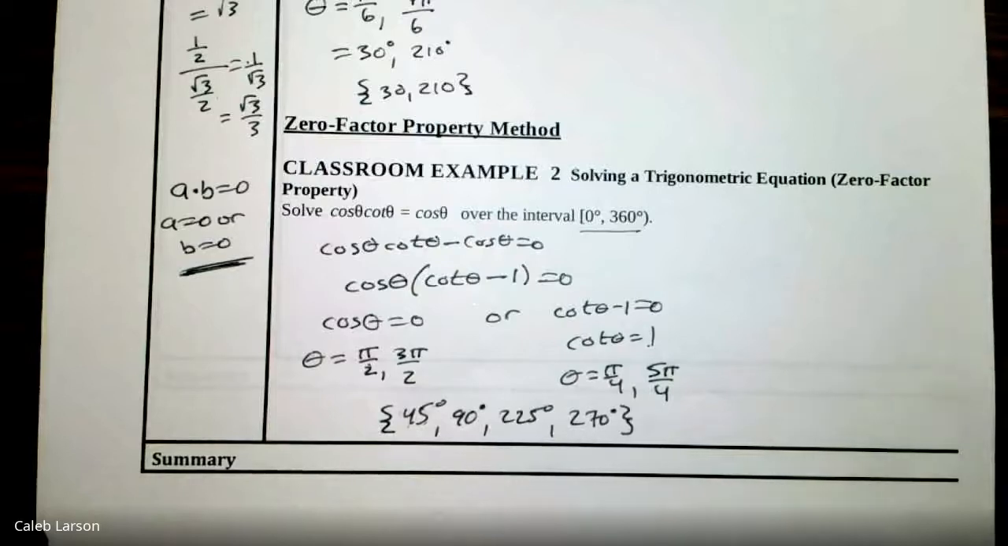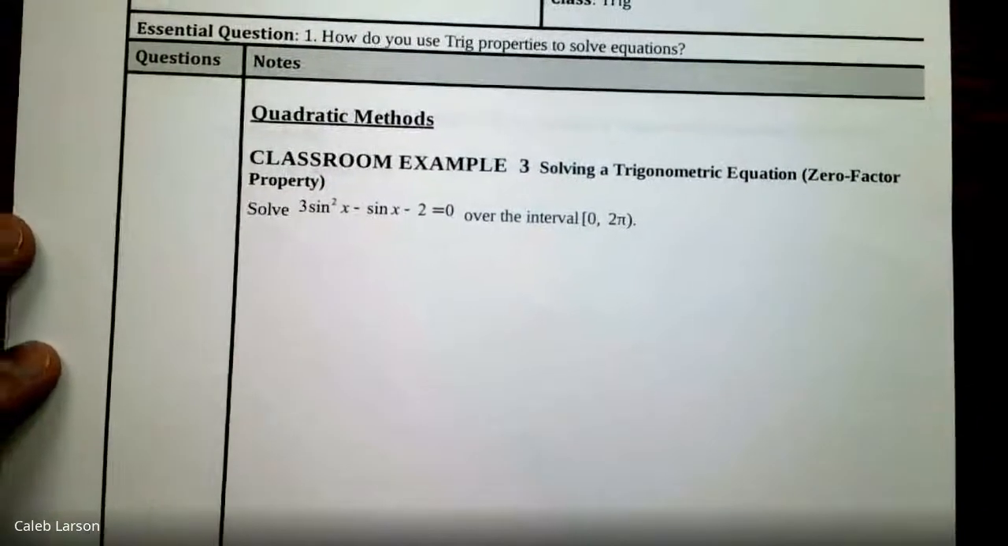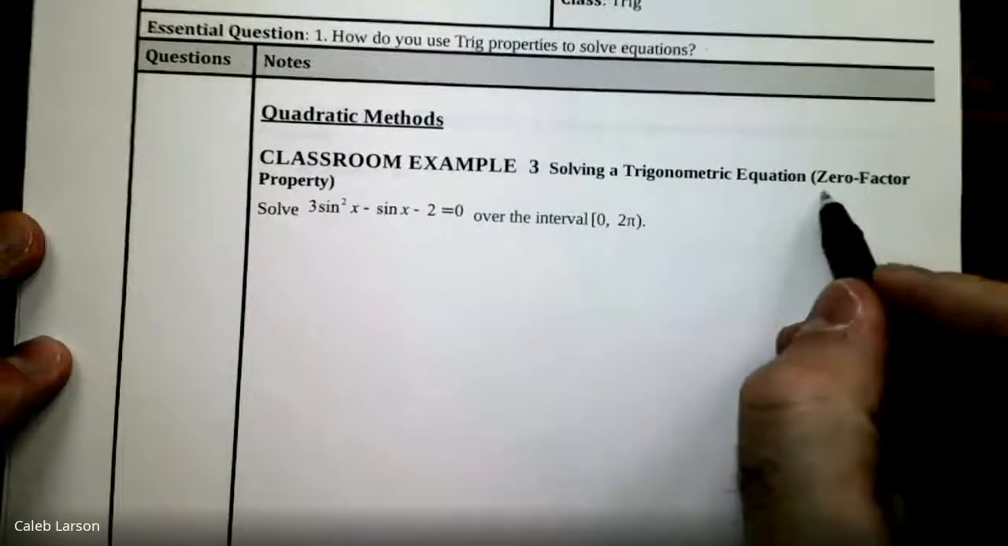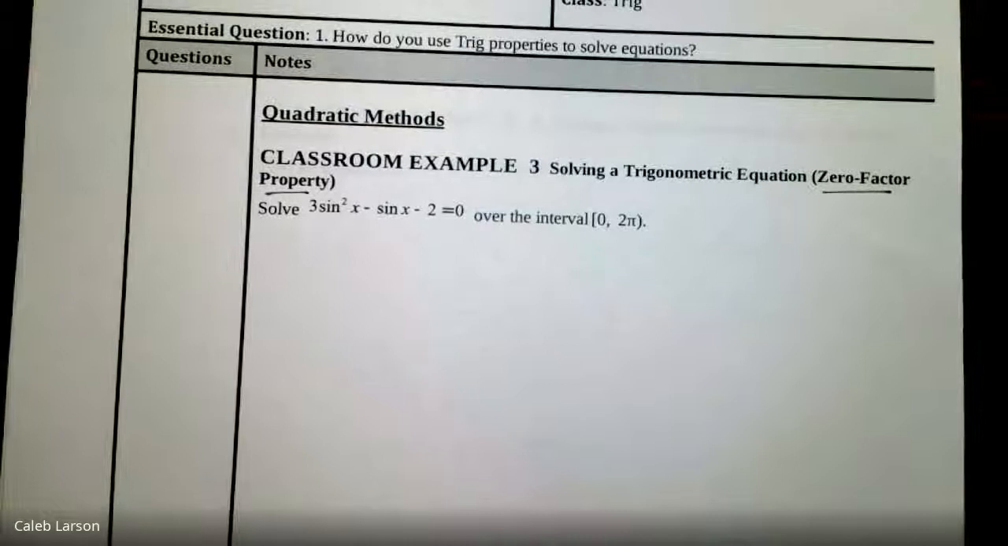All right, go on to the next one. Okay, solving a trig equation. Now this is going to be factoring. It was zero factor property again, but what we're actually trying to do here is factor a little bit, if you will. And so what we're going to do is try our best to turn this into a quadratic equation.